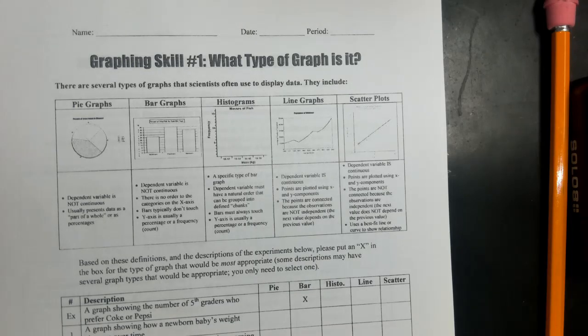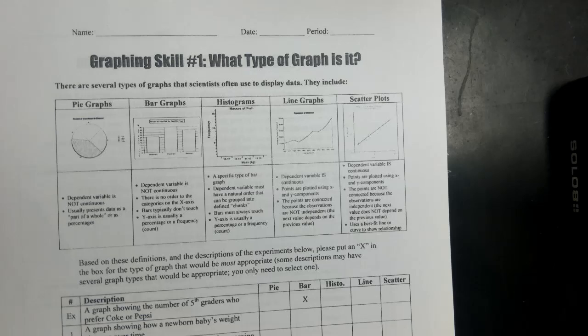All right, boys, let's take a look at graphing today. So we've got our worksheet here about different types of graphs. You can see we've got pie graphs, bar graphs, histograms, line graphs, and scatter plots. We've already talked about the general premises, and of course you can see some definitions here.